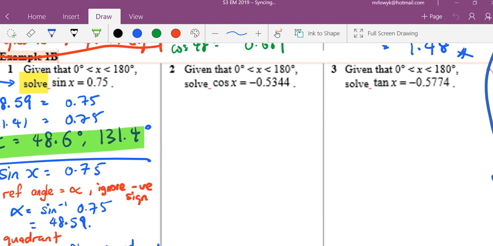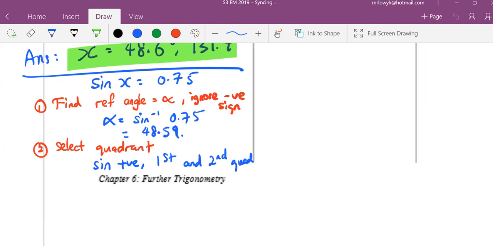Now let's recall. First quadrant is always the basic angle. Can you write down? First quadrant is always the basic angle. Can you also write down? Second quadrant is 180 minus reference angle. I'm sorry. First quadrant is your reference angle. Second quadrant is your 180 minus the reference angle. Now, step 3.